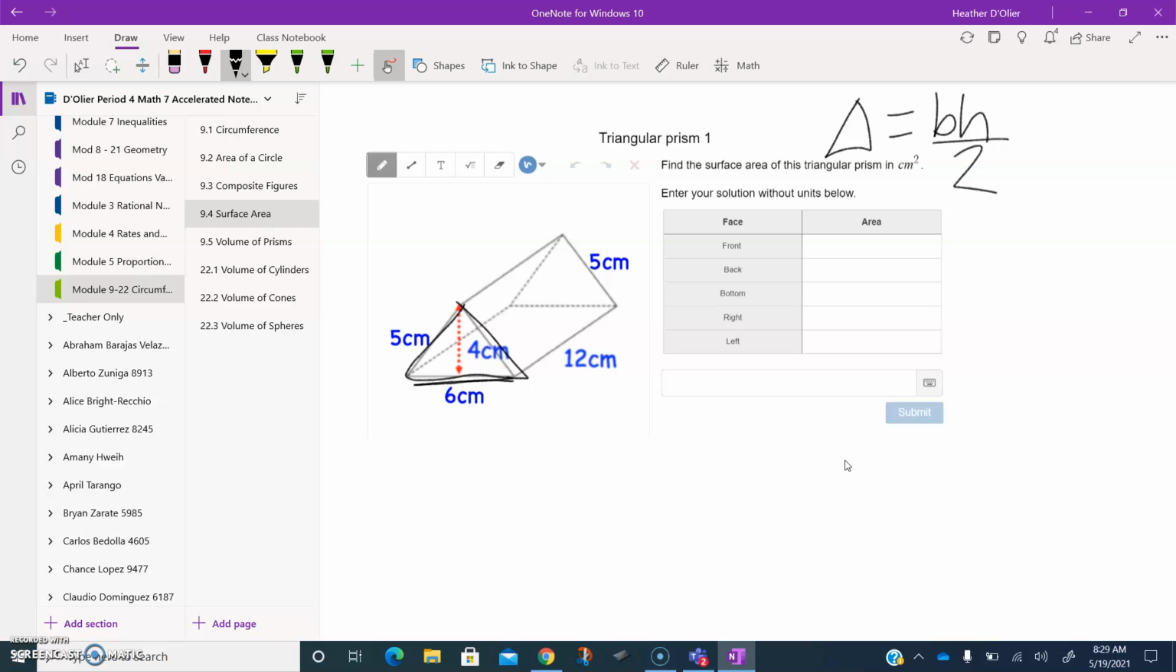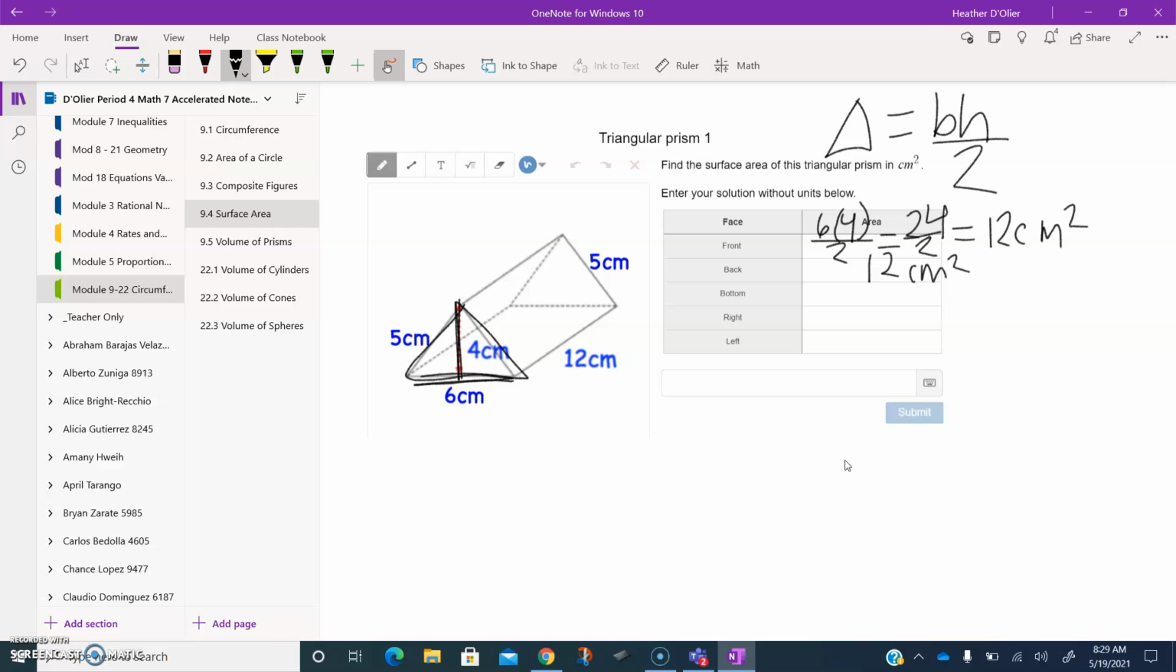So here, the base is 6, the height is 4. So I'm doing 6 times 4 divided by 2. Well, 6 times 4 is 24. 24 divided by 2 is 12. So my front is 12 centimeters squared, which means my back is also 12 centimeters squared.